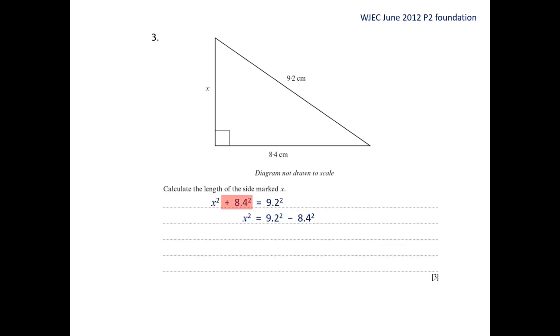Let's work them out on your calculator. 9.2 squared minus 8.4 squared equals 14.08. X is the square root of that. 3.8 to 1 decimal place. And again, we just check the hypotenuse is the longest. Yep, 9.2 is the longest.